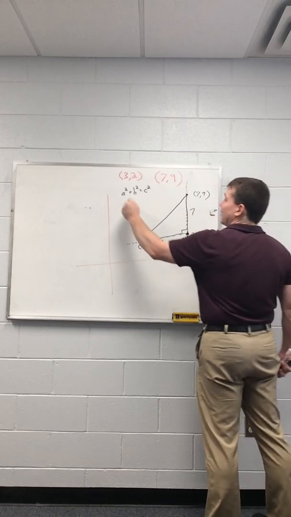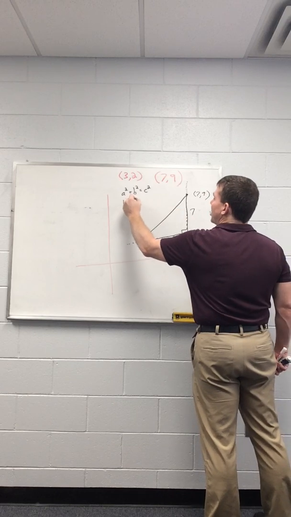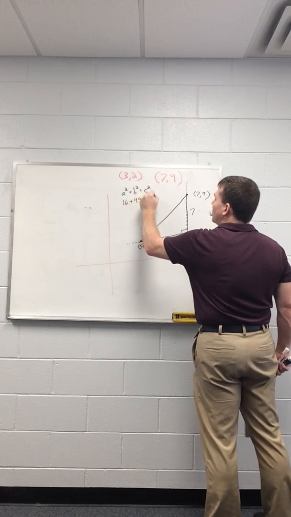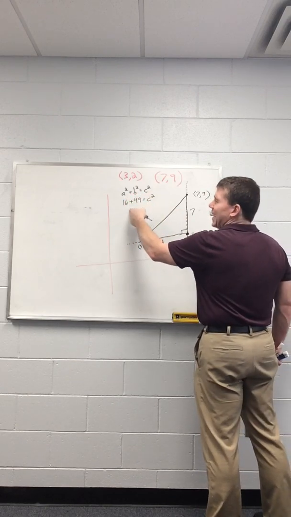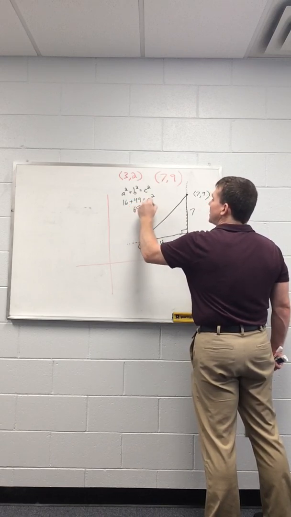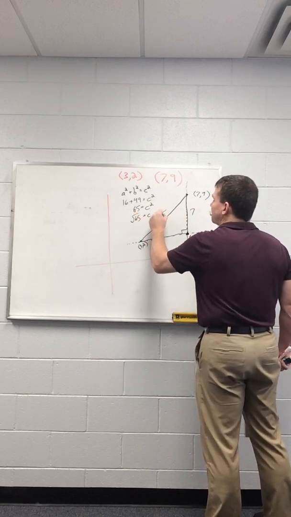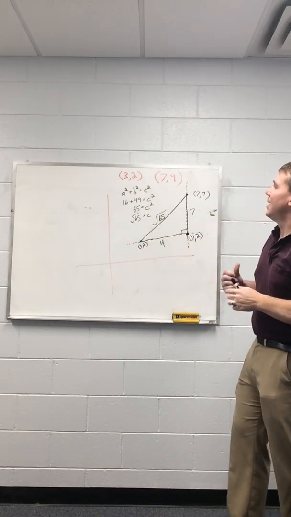And then the Pythagorean theorem says 4 squared, which is 16, plus 7 squared, which is 49, equals c squared. 49 and 16 is 65, is equal to c squared. So c is the square root of 65. And now there we go.